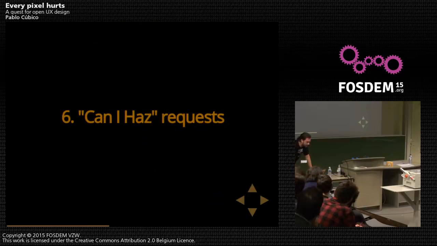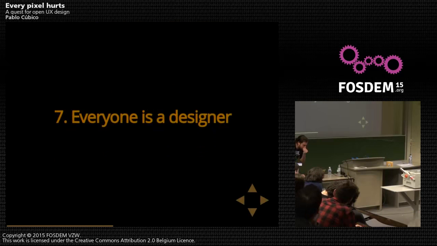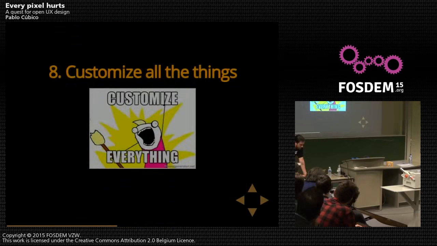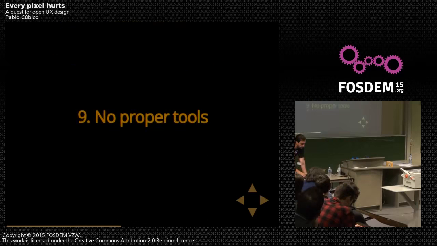The infamous "can I has" requests, people requesting features like crazy. This happens a lot. Then everyone is a designer. This is the too-many-cooks problem, and it happens on Diaspora, it happens everywhere. Customize all the things. This is really close to the nature of open source projects. You want your project to be customizable for all the users. That doesn't work for identity and for many things.